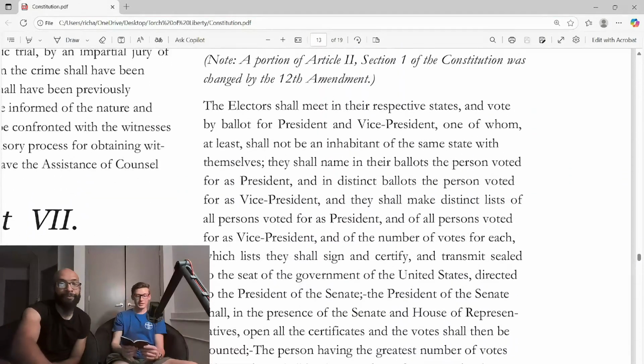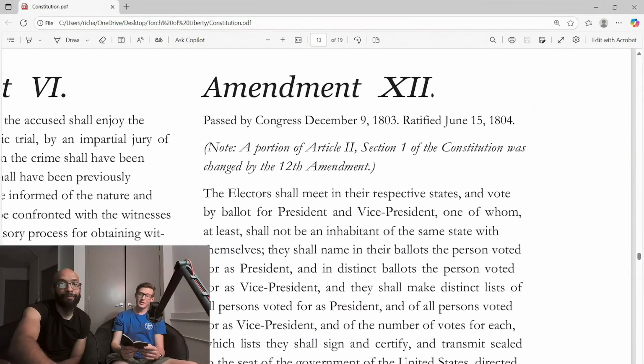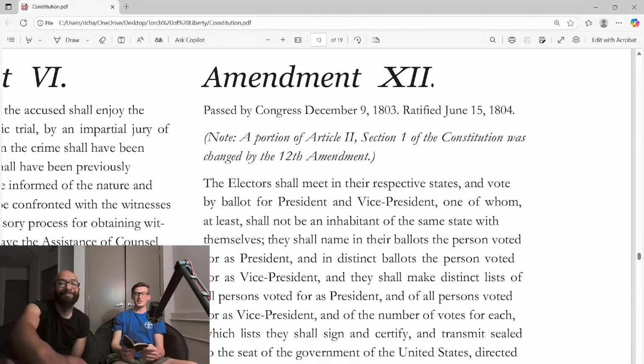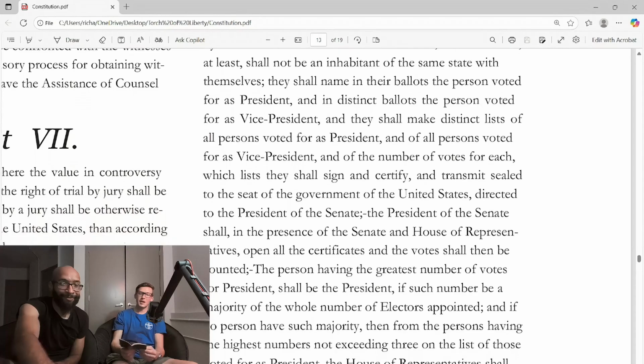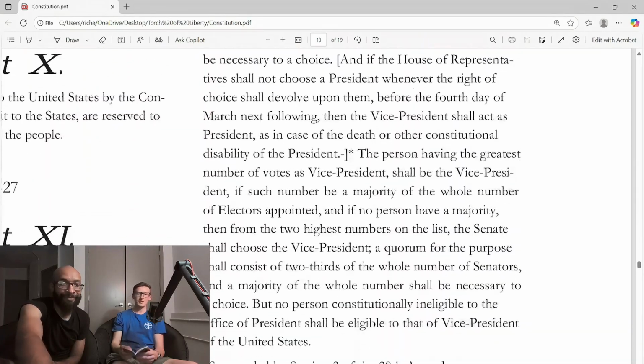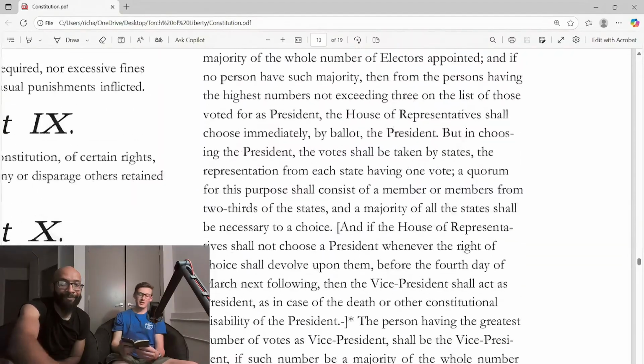And then we got 12. This one's a long one. I'm debating even reading it all. It's just talking about voting for president and vice president. I mean, we might as well read it since we're here at this point. You can fast forward a few seconds if you don't want to hear it, I guess.